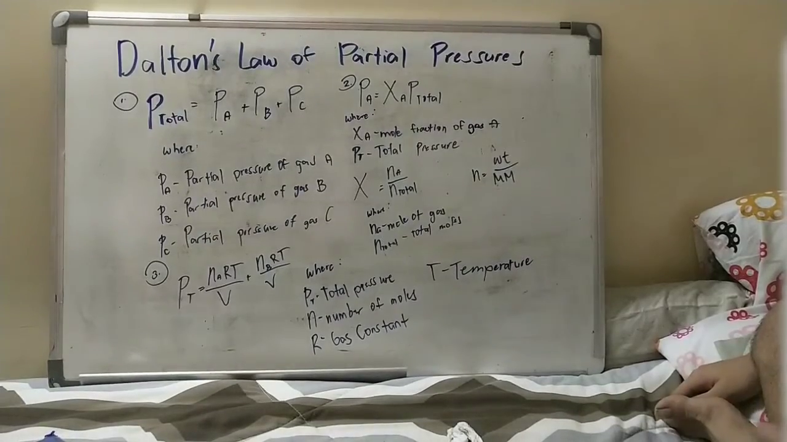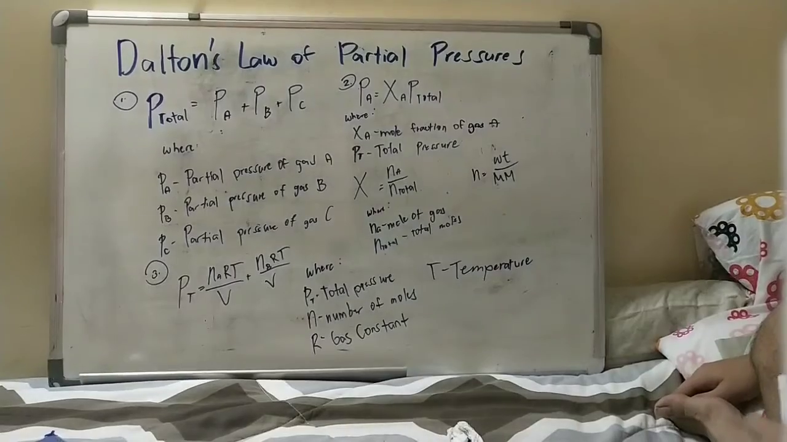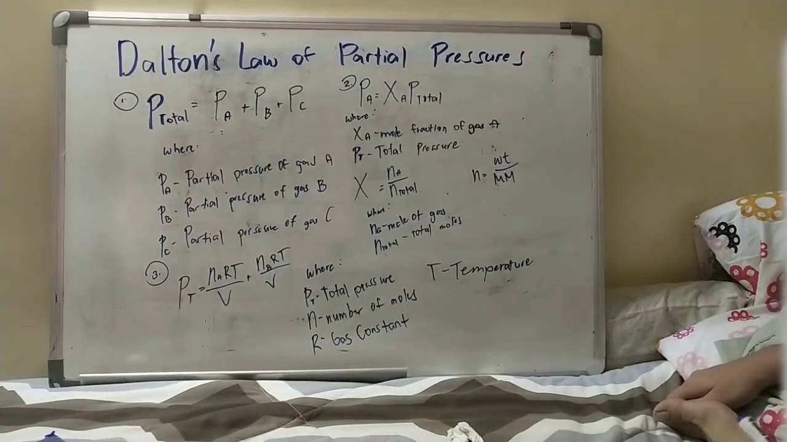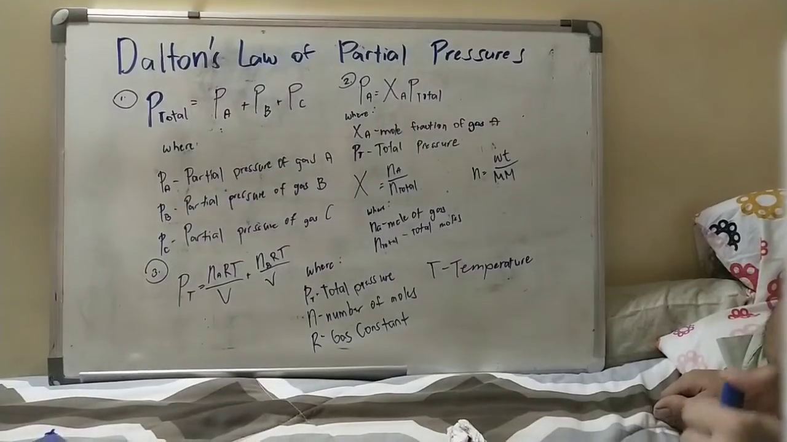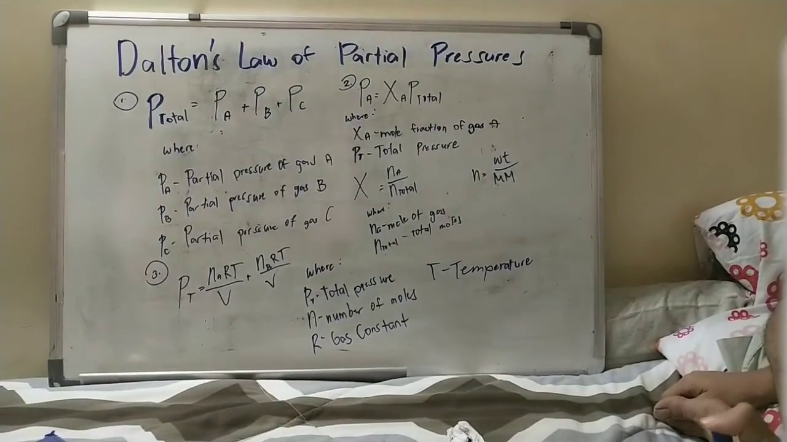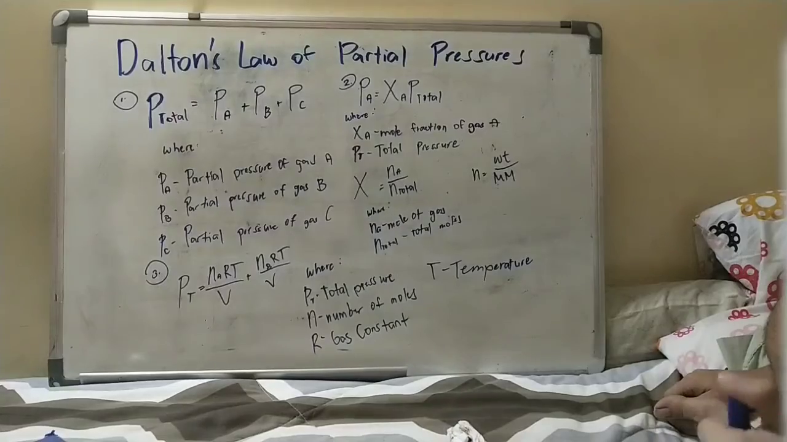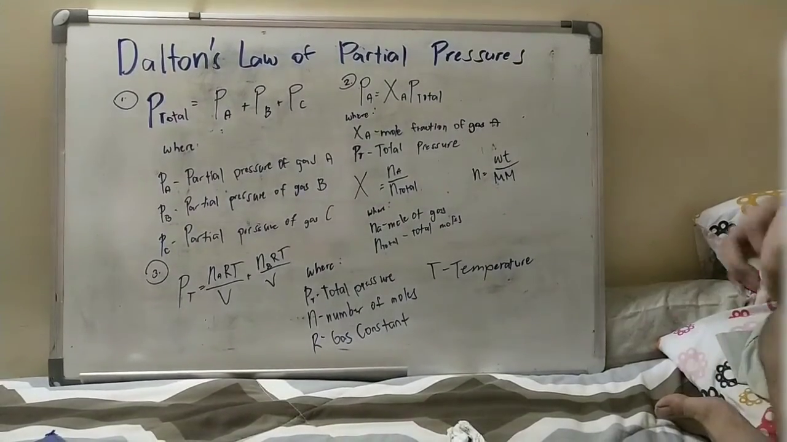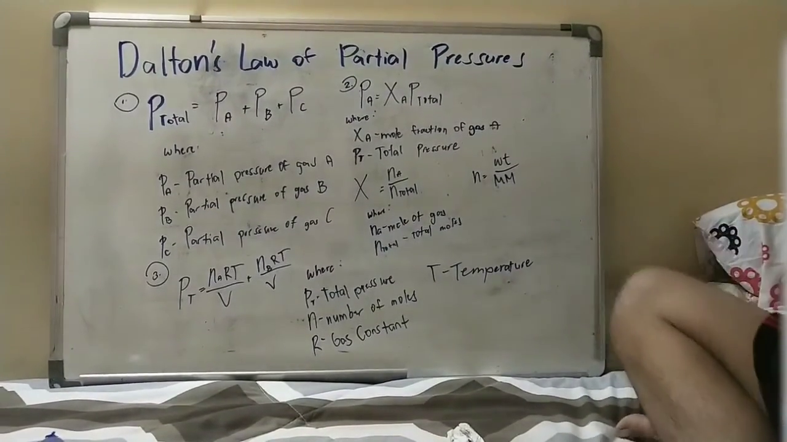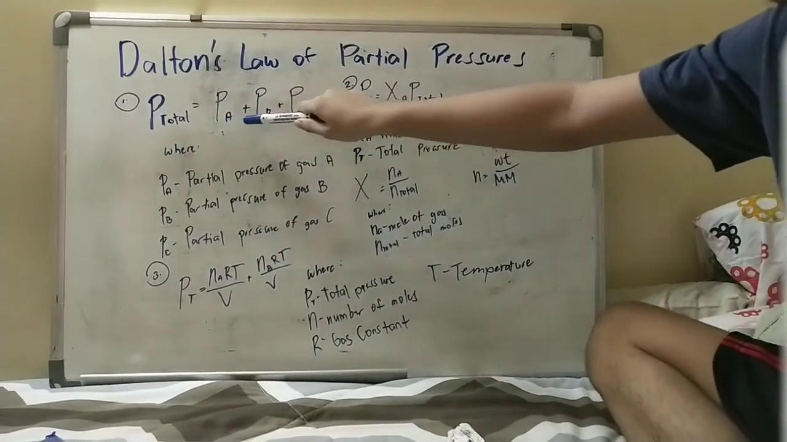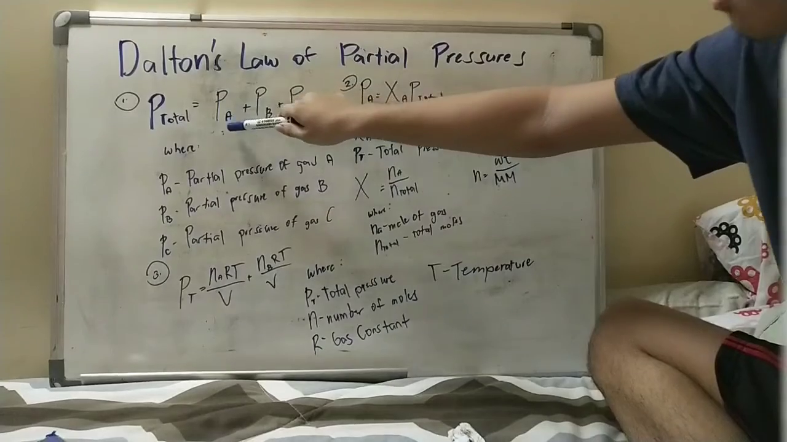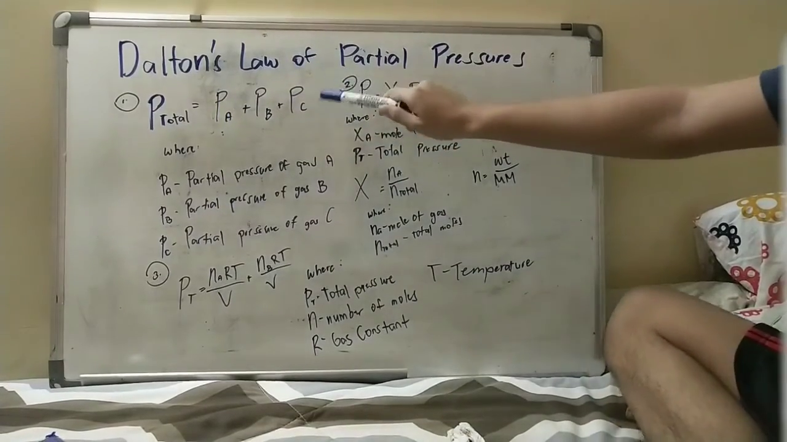So this is the final law that I'll be talking about, and it's Dalton's law of partial pressures. This law states that the total pressure of a mixture of gases is the sum of the partial pressures of those component gases. And you can see in this formula that in order to get the total pressure, you just have to add the components. And this is symbolized by A, B, and C.